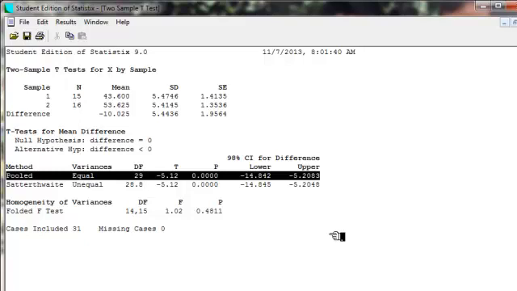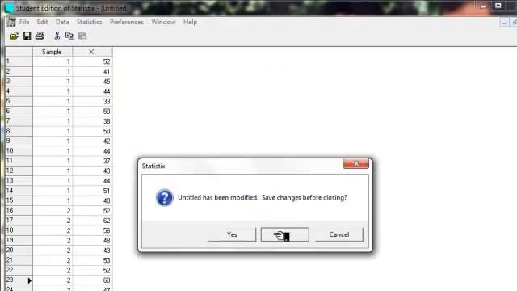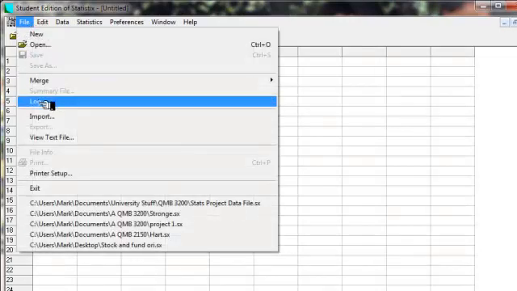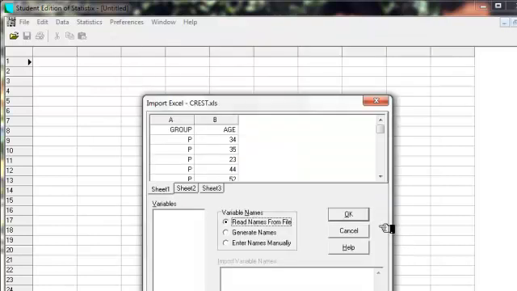Now the second printout is working with the toothpaste data. So let me go and import that and see what we get. So let's go and get rid of this guy. Now I'm going to go and import, and I have all the data sets in, I've listed these in chapter 8, and so it's a CREST file. So I'm going to open that one up, and it's going to ask me what I want to do, and I'm just going to say OK.